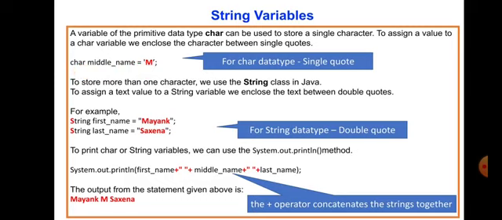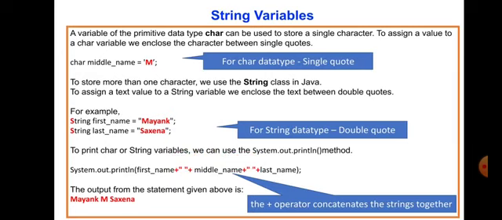So to store more than one character, we use the string class in Java. To assign a text value to a string variable, we enclose the text between double quotes. Example is given very clearly. And finally, we use this plus. Plus symbol is very important. This plus is nothing but the plus operator, which concatenates the strings together.